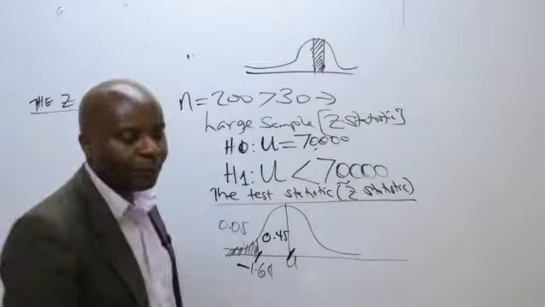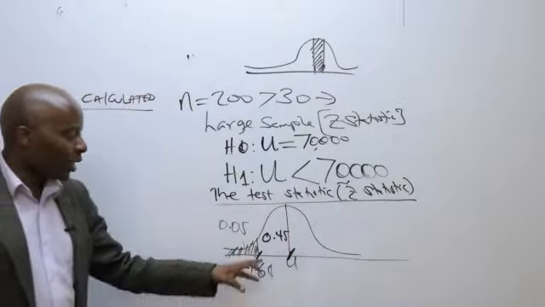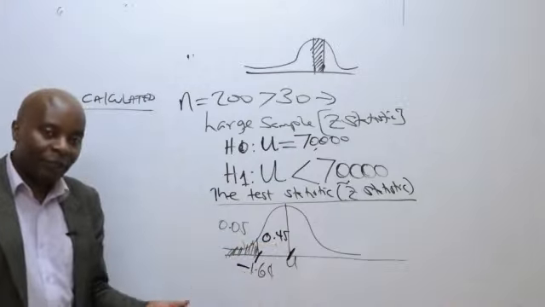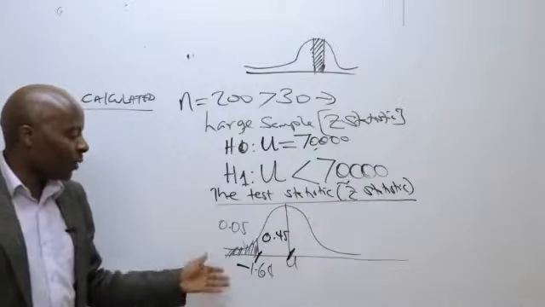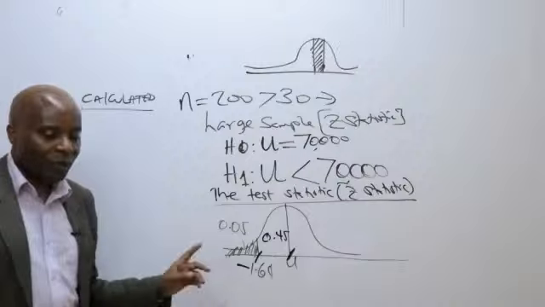Ladies and gentlemen, listen to me very well. If you go to your tables, the 0.45 corresponds to 1.64 or 1.65, one and the same. So 1.64, and because it's on the left-hand side, it's going to be negative 1.64.